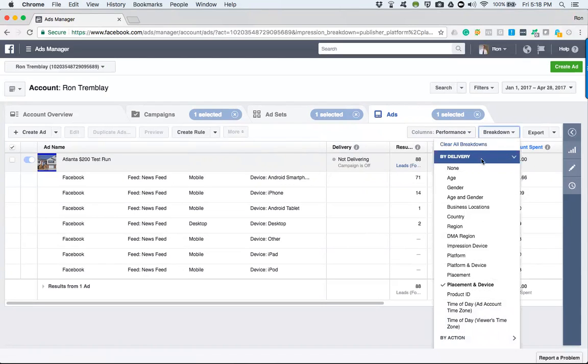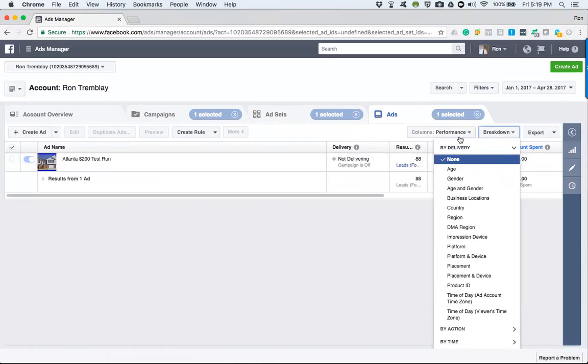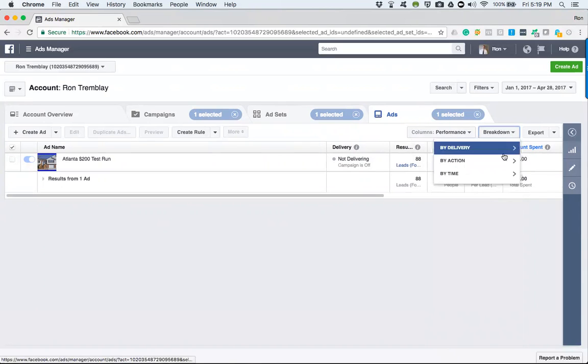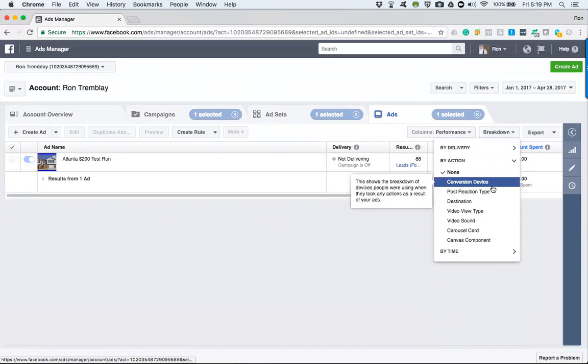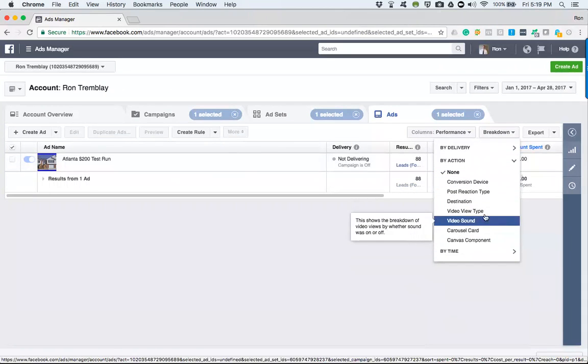Now, within the, bear with me, by action, I didn't push the right button. All right, looks like there's a little delay. All right, there we go. So by action, as you can see, it gives you different options, right?